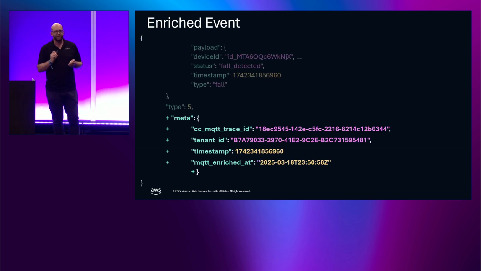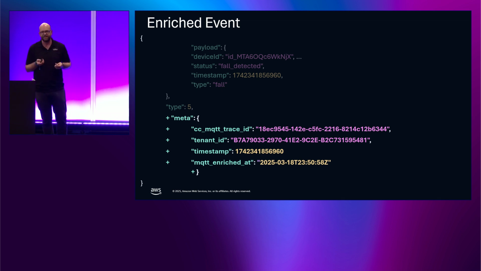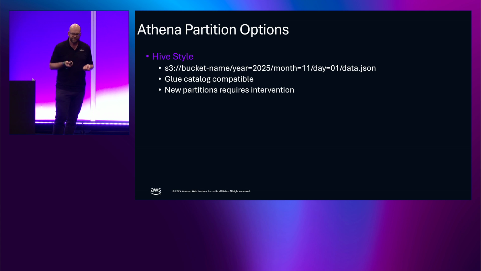An example of an enriched event: you can add a meta key or something, and you can add that as the data goes through your pipeline. It gives a time, where it got enriched, some trace IDs, etc.